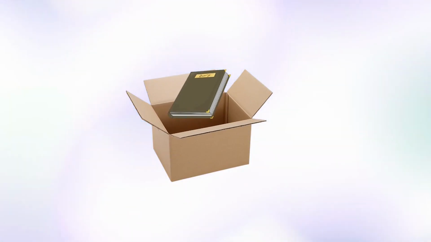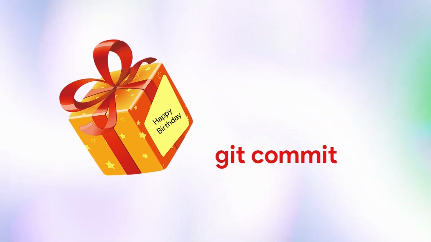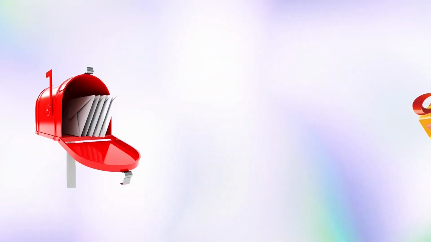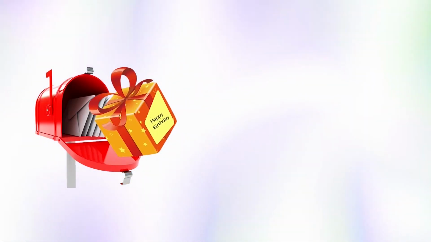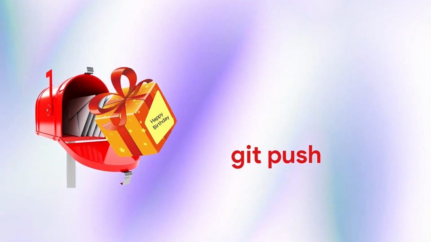Suppose it's your friend's birthday and you want to send them a gift. For that, you have to pack your gift in a box, right? It is what git add does. Then wrap it and add a message, happy birthday. And that's what git commit does. And at last, send it to the post box. And that's what git push does.